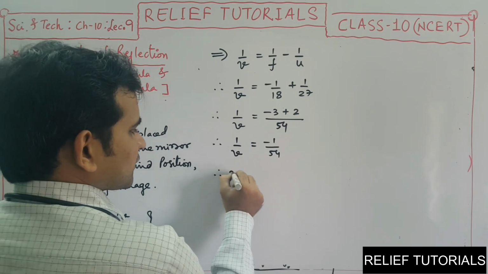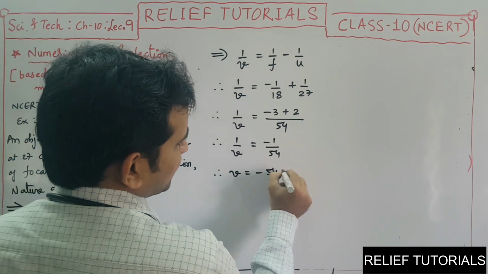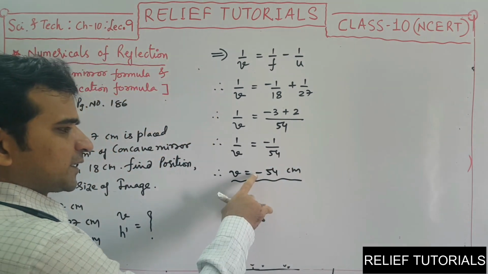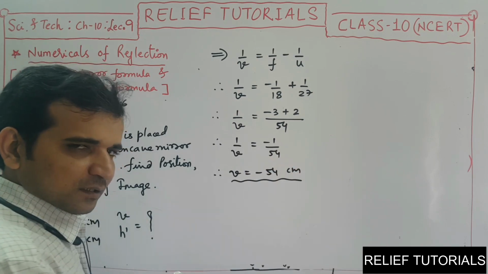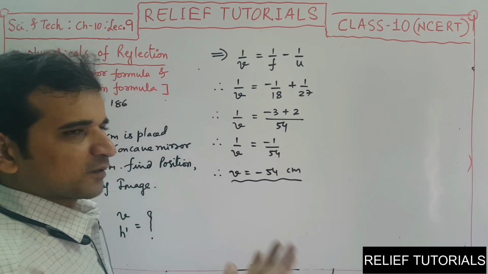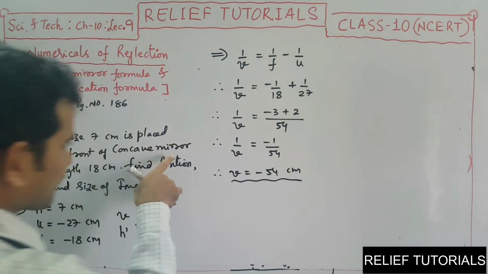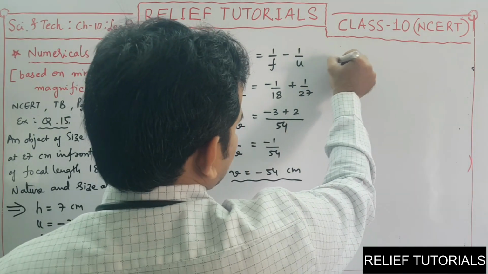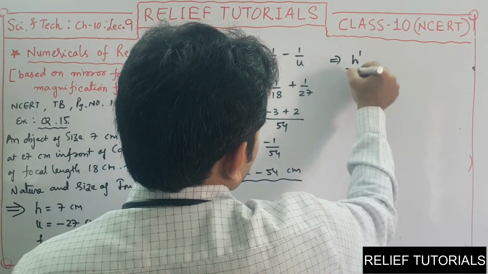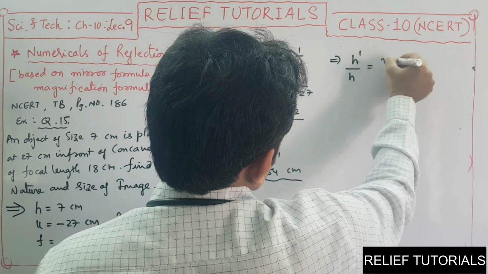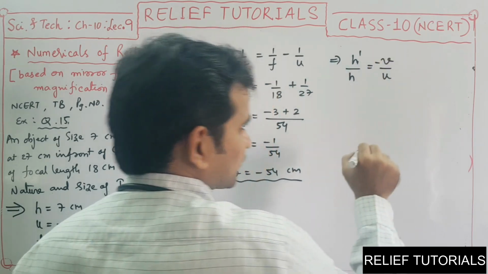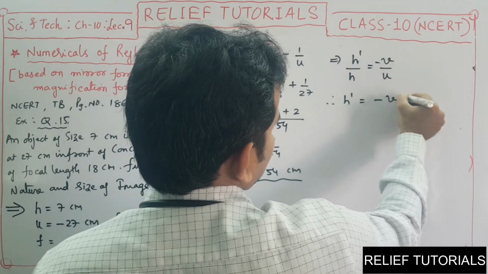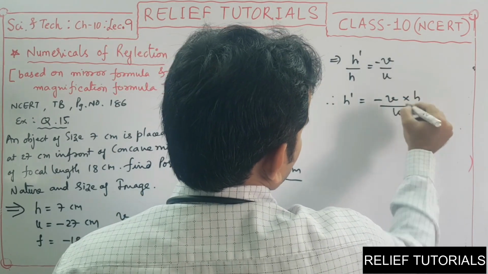So v is equals to minus 54 centimeter. Minus obviously indicates that the image is also on the front side of the mirror, so it will be real and inverted because it is a concave mirror. Now what about the size? Again using the magnification relation, h dash by h is equals to minus v by u, therefore h dash is equals to minus v into h by u.